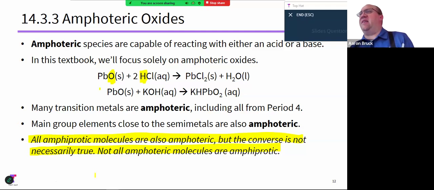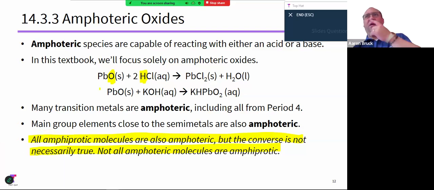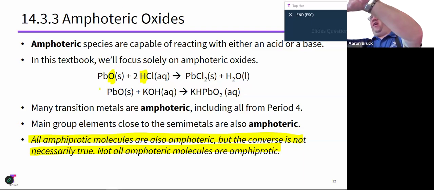In order to act as an acid, the lead oxide had to give up a proton. It has no protons to give. So the two terms are not interchangeable. But if we want to think about them as Venn diagrams, the amphiprotic and amphoteric Venn diagrams do have a lot of overlap in between.